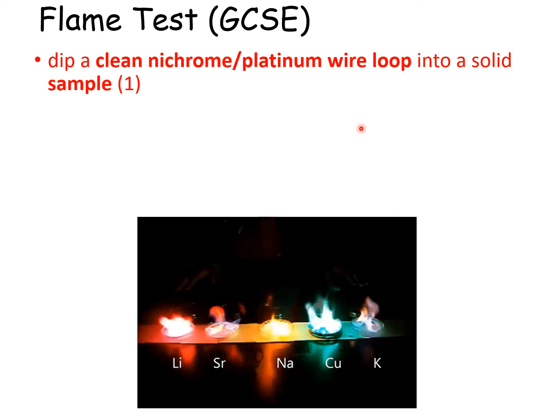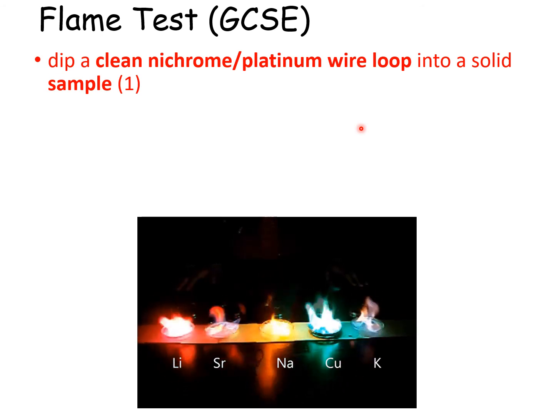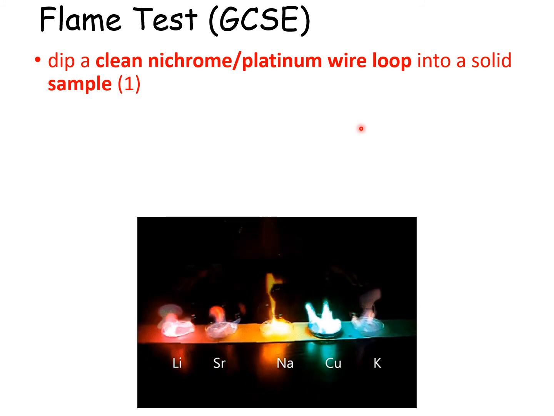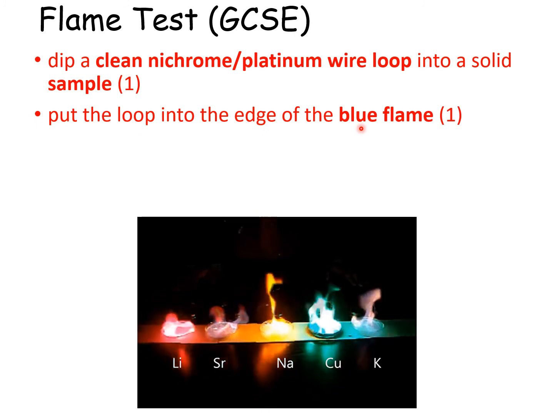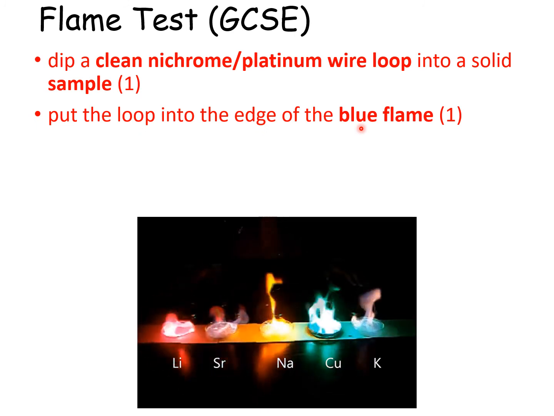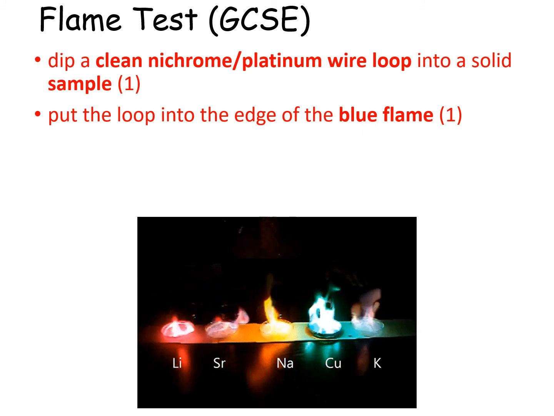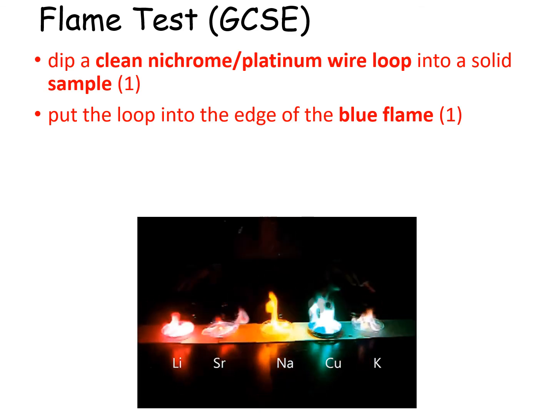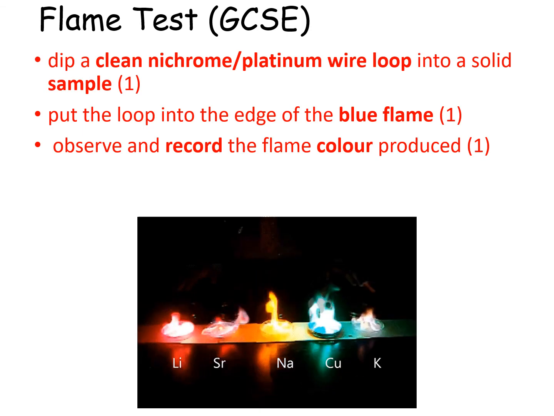so they don't react with the sample. They have a high melting point, so they don't melt when you carry out the flame test, and they don't produce a color. So there are 3 reasons why we use nichrome and platinum wire. Again, a question at GCSE could ask you that, but you don't need to know it at this stage. Then you can put the loop with your sample on it into the edge of a blue flame. It has to be blue, so you can see the color clearly. And then observe and record the color of the flame produced.